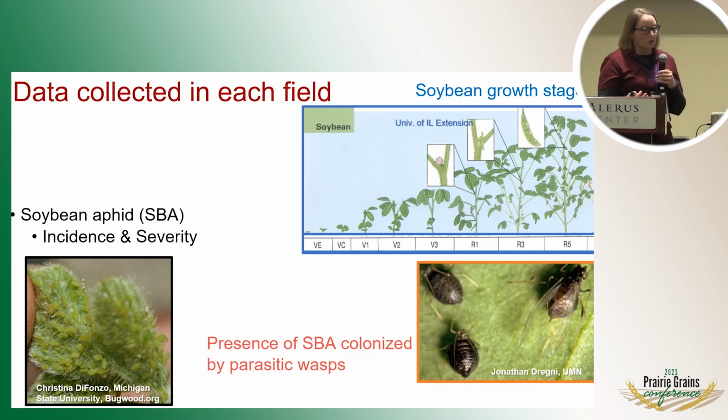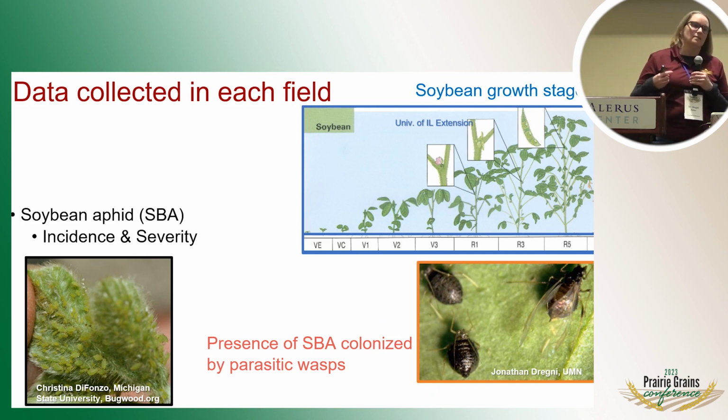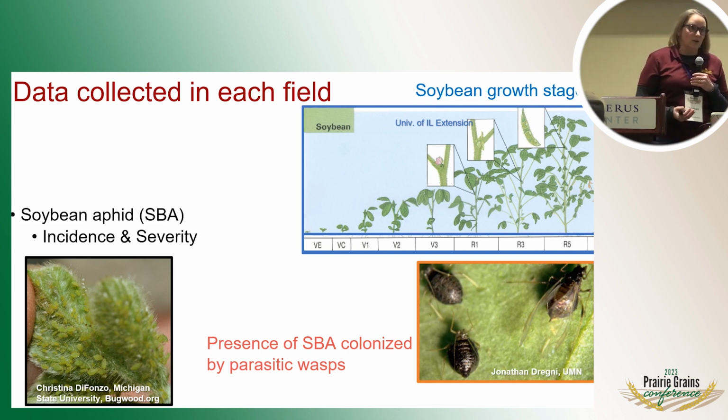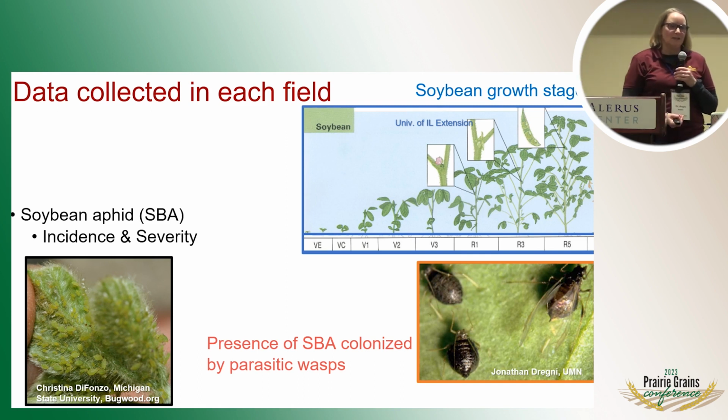We also looked at soybean growth stage, and soybean aphid incidence and severity. Incidence is the percentage of plants in a field that are infested with soybean aphids. Severity is the average number of aphids that you found per plant. Again, treatment thresholds for soybean aphid are, does anybody recall how many aphids per plant on average? 250. All right, 250, right. So 250 soybean aphids per plant on average, that population is growing, and 80% of the plants are infested.